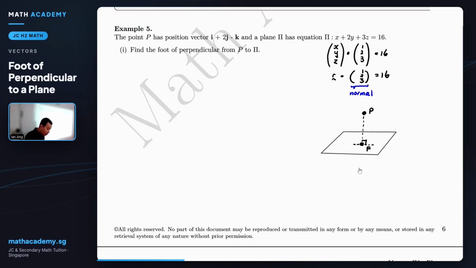But we're going to deploy a new strategy. We're going to use the equation of the line that passes through this point P and is also perpendicular to your plane. Let's form the equation of a line, and label it L. The idea here is that this foot is viewed as an intersection point. It is not about having the 90 degrees and doing the dot product anymore. Let's view it as an intersection point.